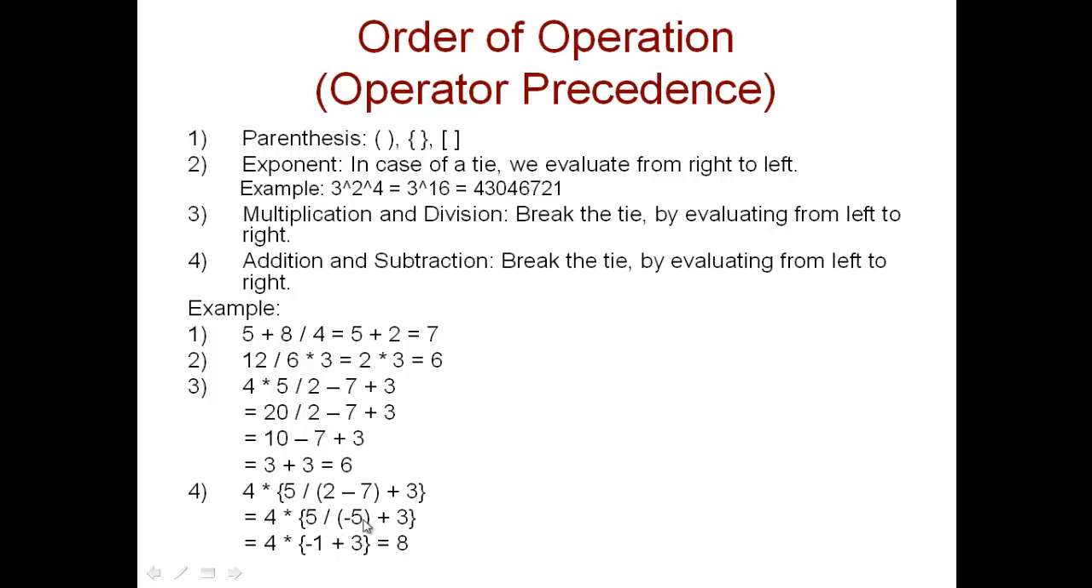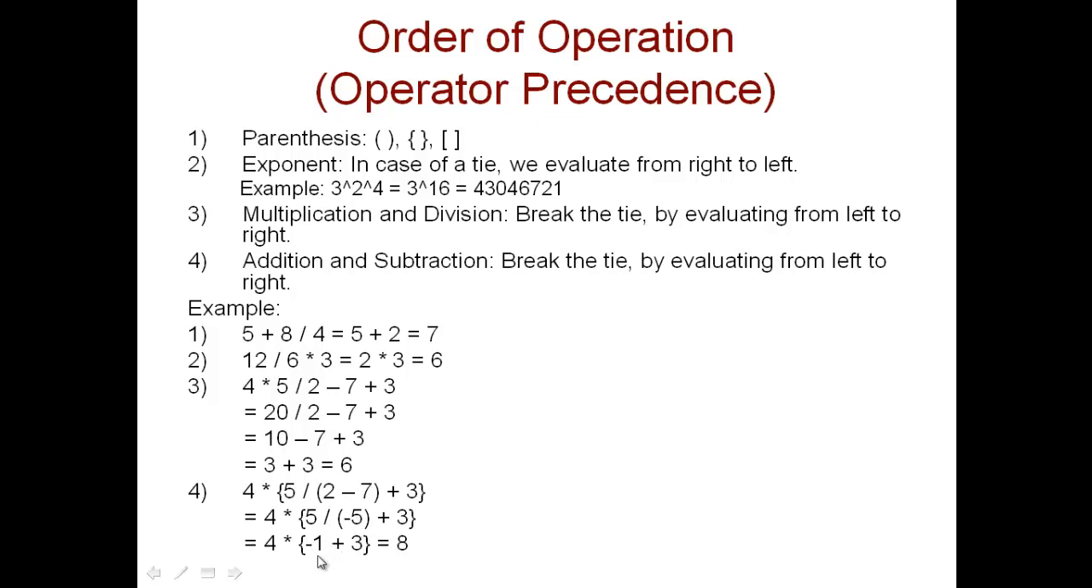And I just put this parenthesis here just for our understanding. We don't really need to put it, we can just say negative 5 here. So that's not a parenthesis really. So 5 divided by negative 5 is negative 1, then plus 3. So why do we again evaluate division first? Because we have division and addition, and division has more precedence than addition. So that's why we do 5 divided by negative 5 first.